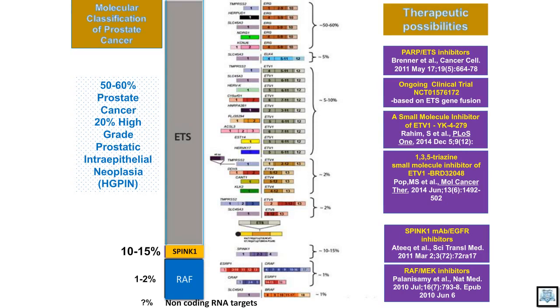Recently, many preclinical studies have been completed showing the potential that some therapeutic drugs targeting these ETS gene fusions, SPINK1, or RAF1 have been developed, although these drugs are not ready for prime time clinical use, and there is active research going on to bring them to the clinic.